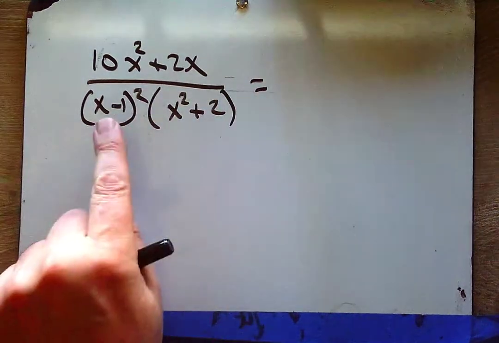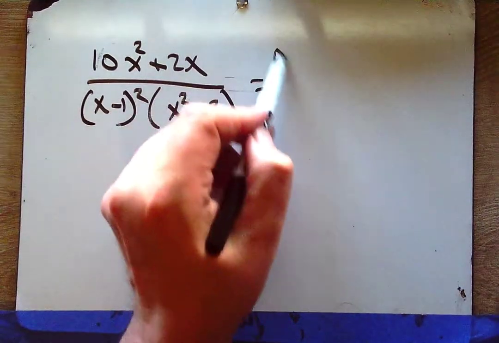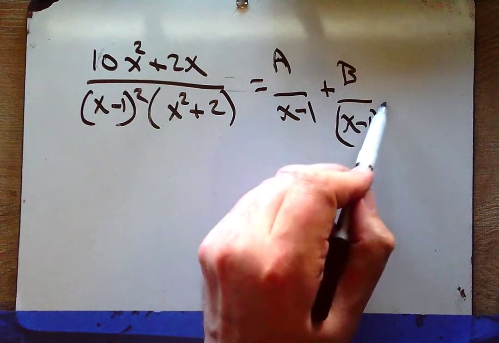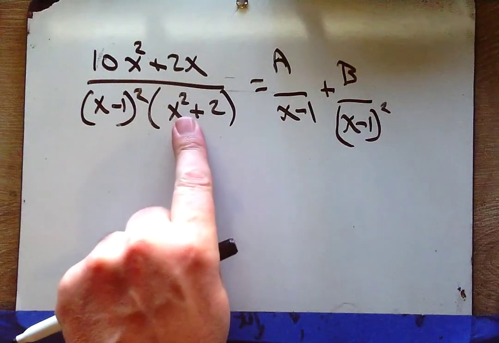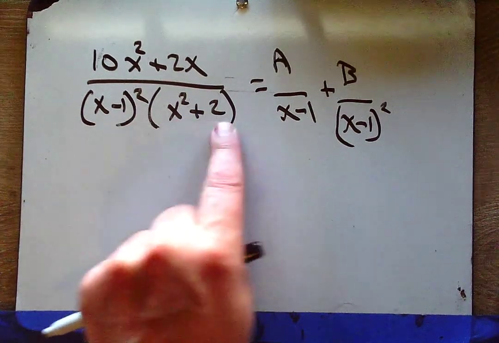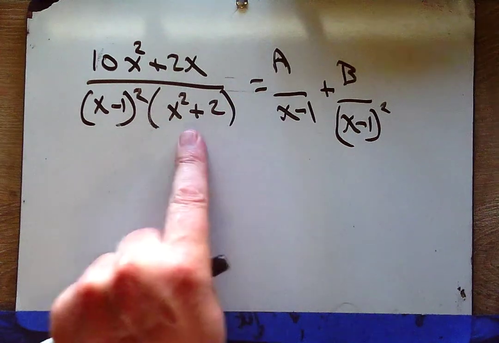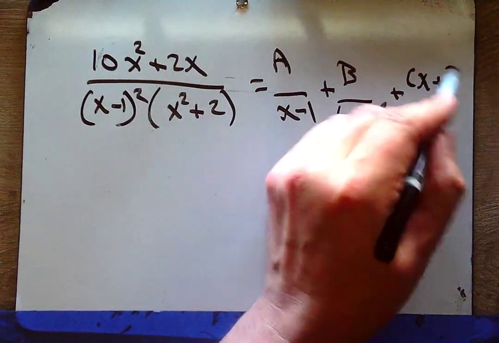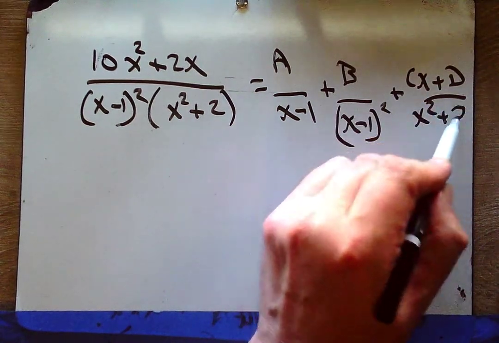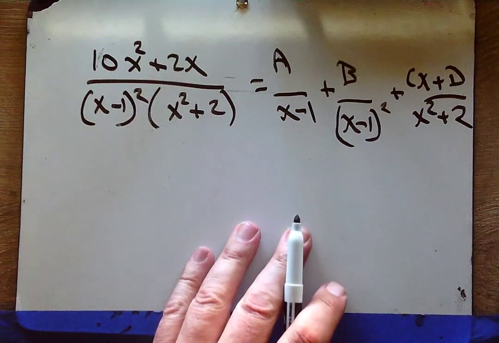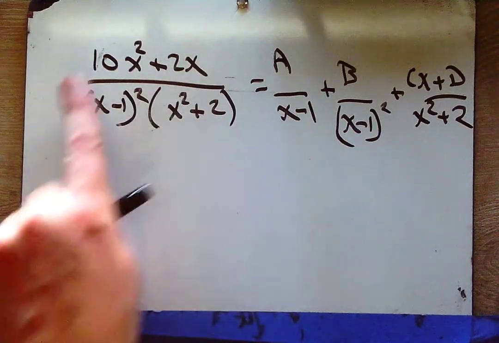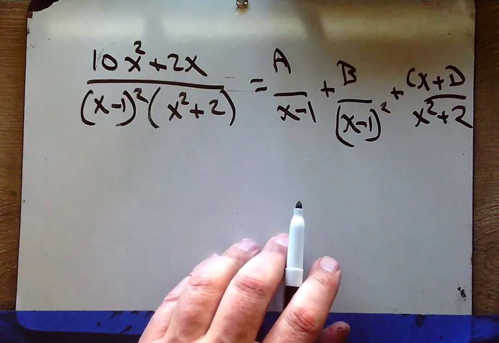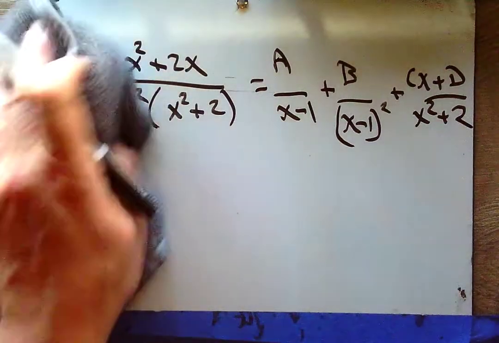Okay, so here's a repeated linear factor, a over x minus 1, b over x minus 1 squared. And here's an irreducible quadratic. The only way to factor that is with imaginary numbers. I'm not going to use imaginary numbers, so I need a cx plus d on top of this x squared plus 2. Okie doke. My least common denominator is this, and I would multiply all these things by it. Okay? Nice. We're not going to do that.